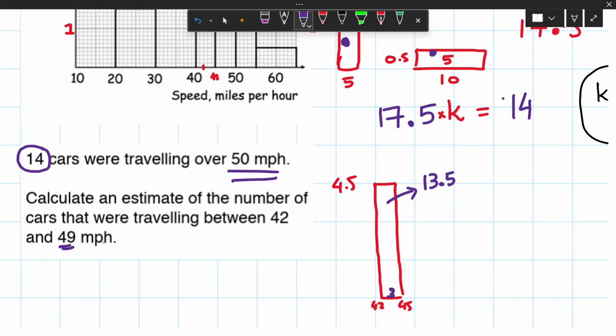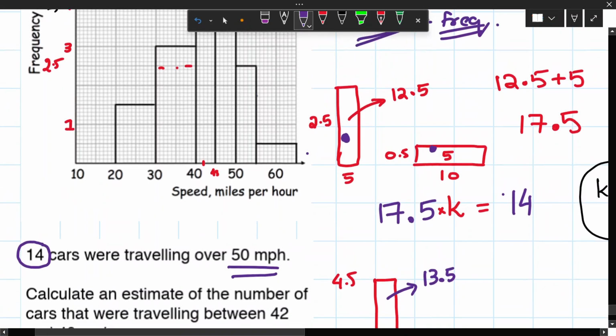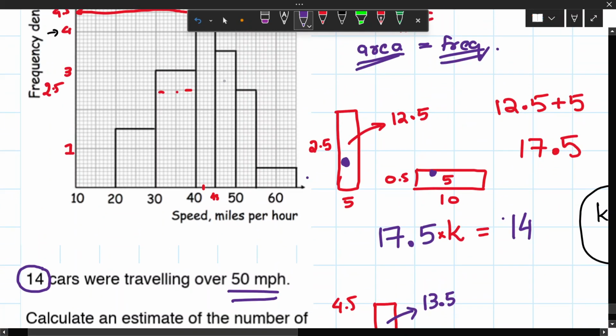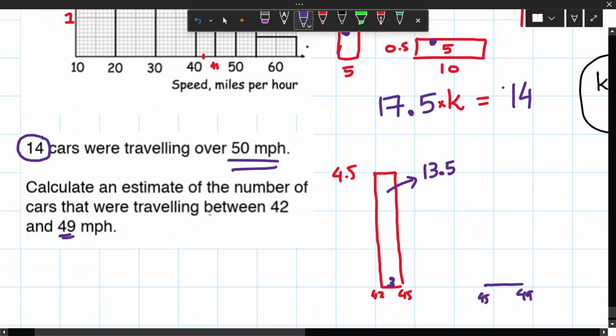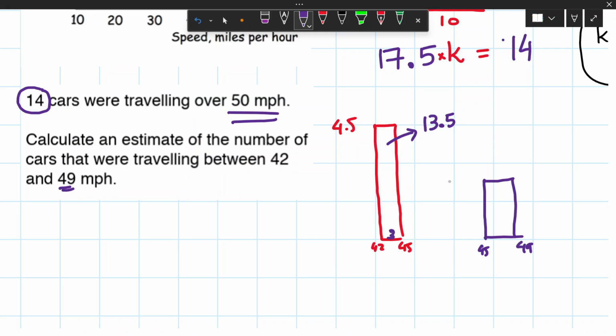Now I need 45 to 49. So let me draw another one from 45 to 49. And the height of that rectangle would be, obviously it's not as tall as the first one. So let's go and check how tall is that one. So the second one is here, which is 3.5. So the height is 3.5. And obviously this base is 4. So 4 times 3.5, that's 14.